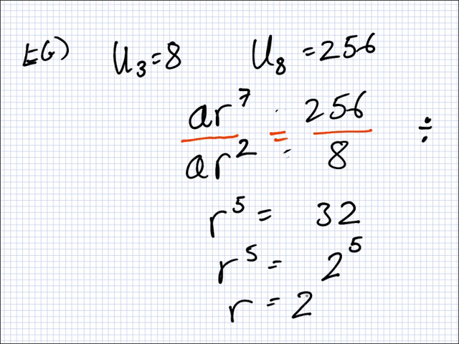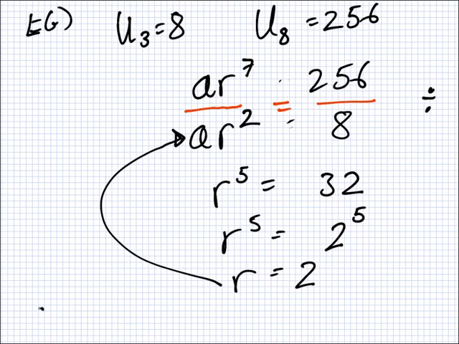Is it possible that the r could be minus 2? No. Because the odd power here would make it a minus 32, which is no good. So r can only be 2. I can get the a, I think, by just subbing it into this second equation. a times 4 equals 8. So a is also 2 actually.